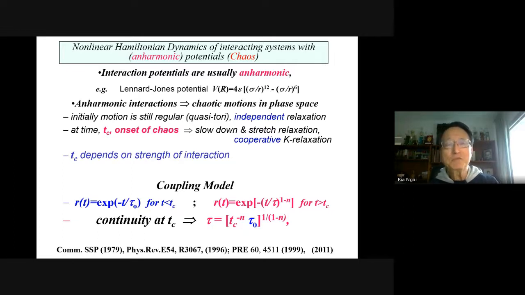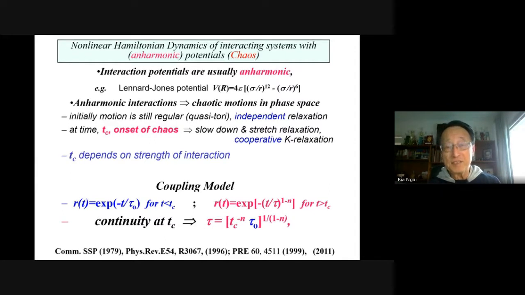You have an exponential because there's no chaos, so everything is regular and simple, and of course the standard one is exponential, with a relaxation time called tau zero, on the left side, the blue one. On the right side, the red one, you see the stretched exponential right away.